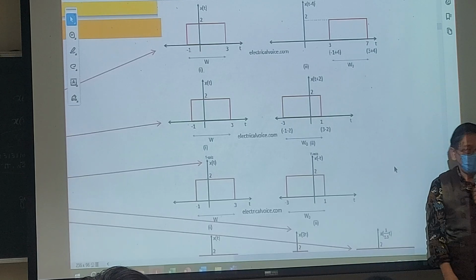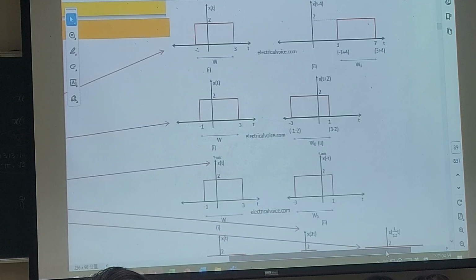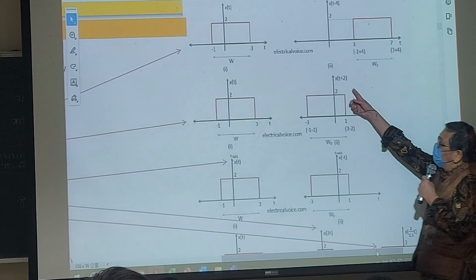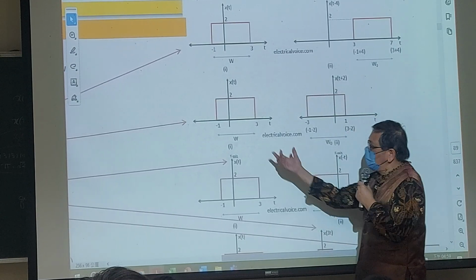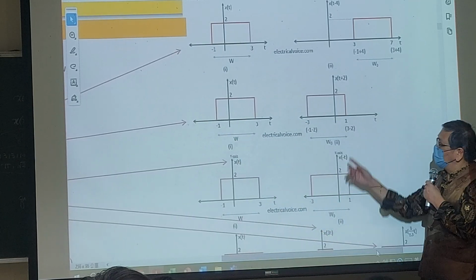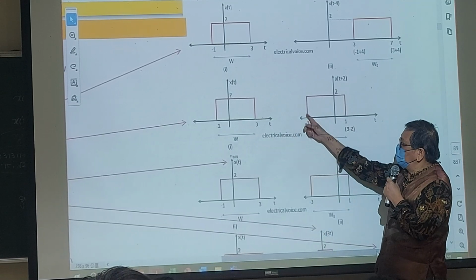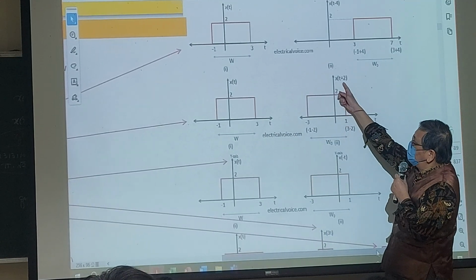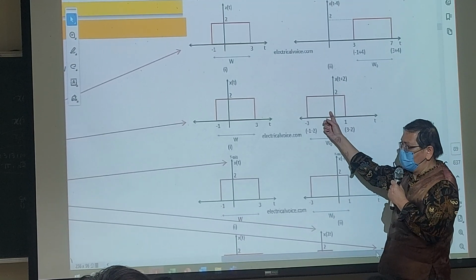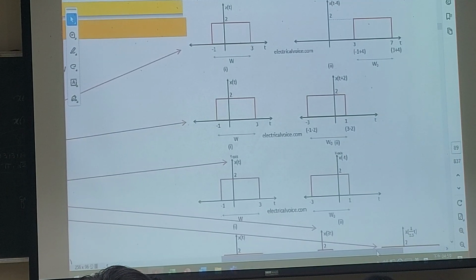Now, alternatively, if I need to perform a time advance of 2 seconds, x of t plus 2, then we move this function to the left 2 seconds, from -1 to -3. So this becomes the signal x of t plus 2. This is time advance, and that is time delay. That gives you the impression of how this is supposed to work.